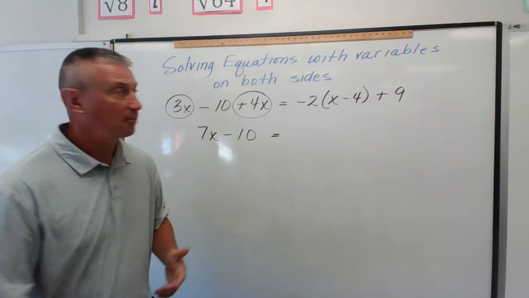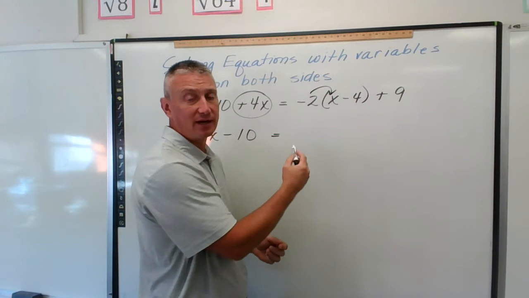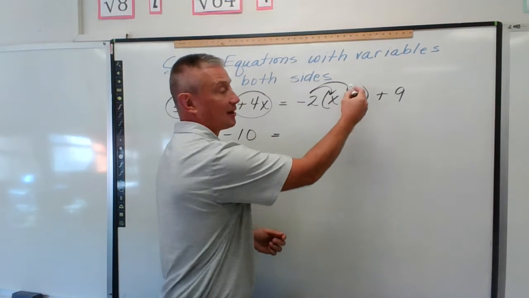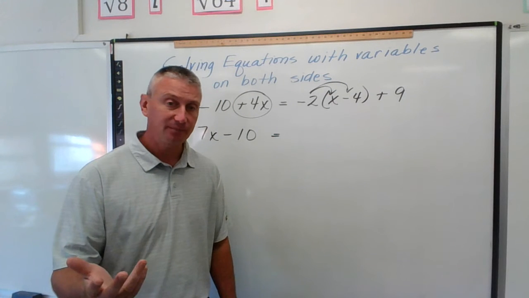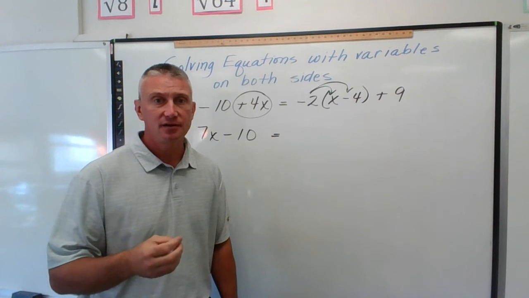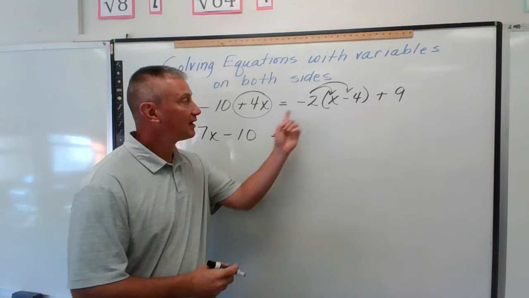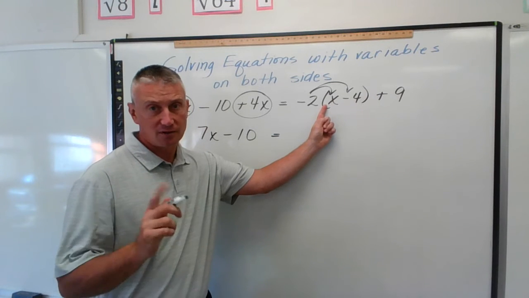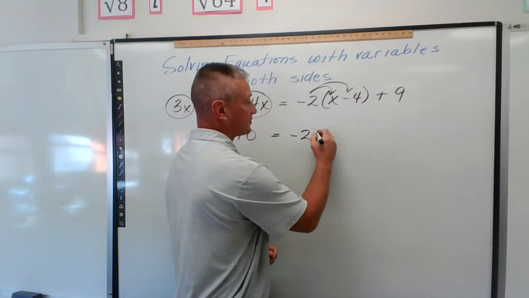So the distributive property means I have to multiply a negative 2 times a positive 1x and a negative 2 times a negative 4. So positives and negatives, remember, if it's the same sign, when you multiply, it gives you a positive answer. If they are different signs, that gives you a negative answer. So negative 2 times positive 1, invisible math again, is negative 2. So this will be negative 2x.